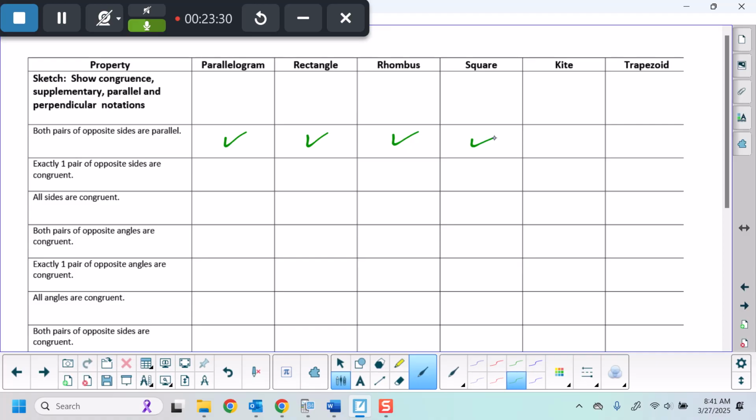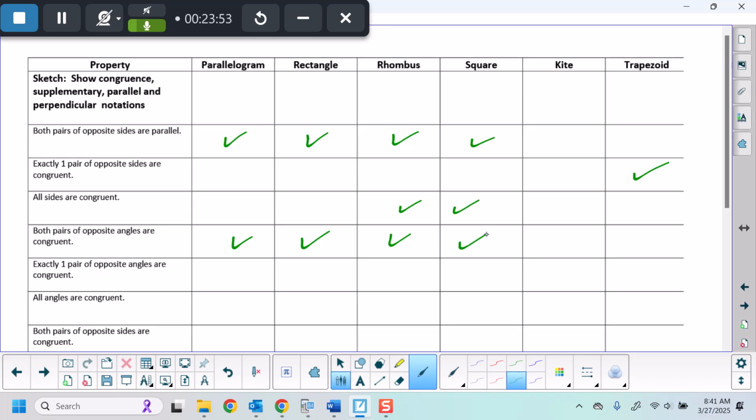Exactly one pair of opposite sides parallel. That is only true for our trapezoids. All sides congruent. That's only true for our rhombuses and squares. Both pairs of opposite angles congruent. We go back again to that's one of our definitions of a parallelogram.